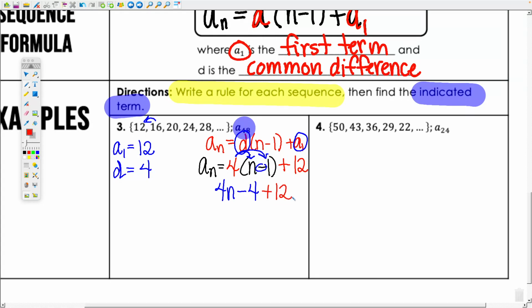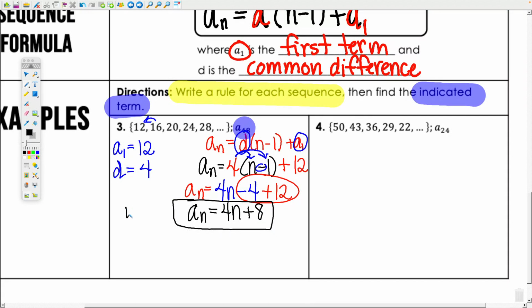And now this is the place where we clean up our mess. Because if you have like terms, you need to combine them. You do have like terms. What will that give me when I combine? 8. Whoever said 8, thank you so much. So now I have A sub n equals 4n plus 8. This, my lovely darlings, is my rule.